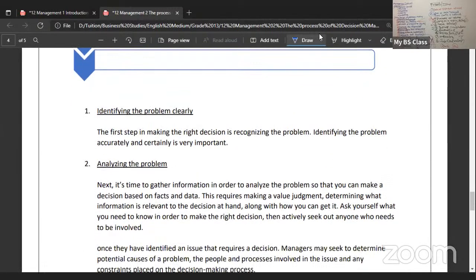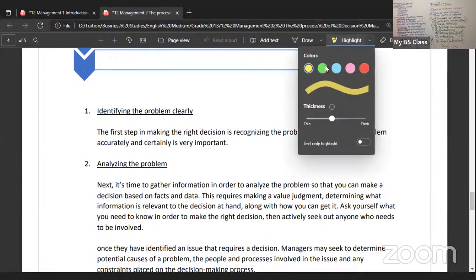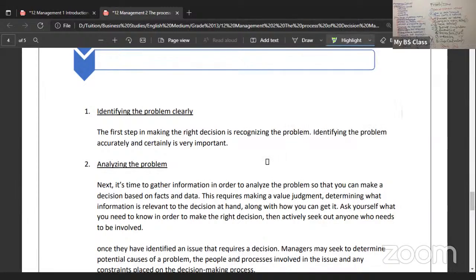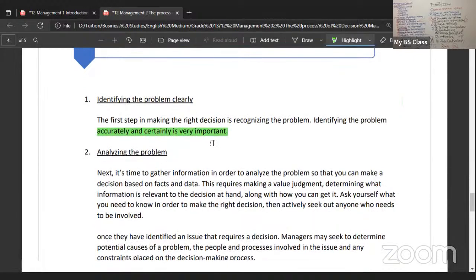identify the problem clearly. So you can highlight these parts, which will save your time. Correct. The first step in making the right decision is recognizing the problem. So that is clean and clear. Okay, so let me highlight that for you. Right. Identifying the problem accurately and certainly is very important.